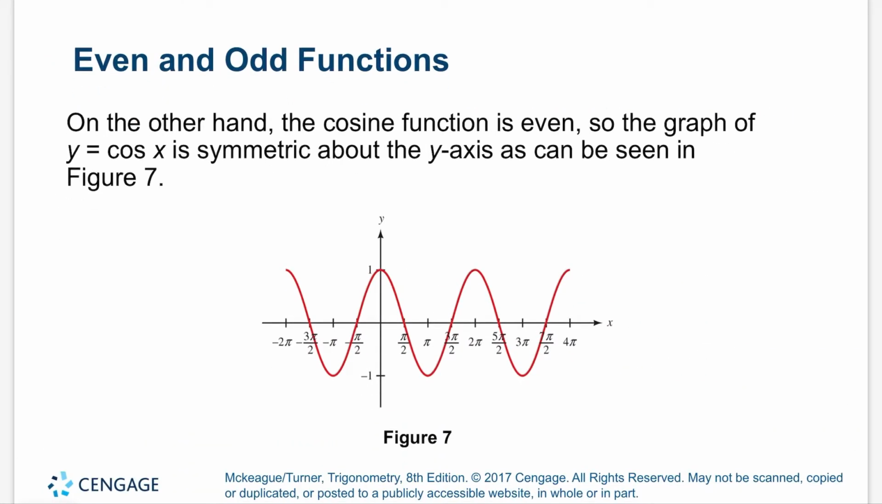Whereas cosine, we said, has y-axis symmetry because it's even. So any even function will have y-axis symmetry, so it's symmetric over this axis. As you can see, this is a mirror reflection of that over the y-axis.